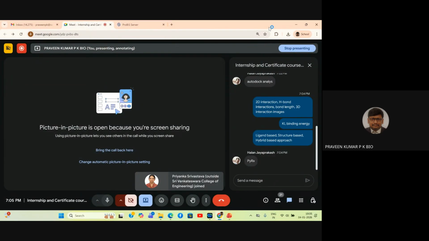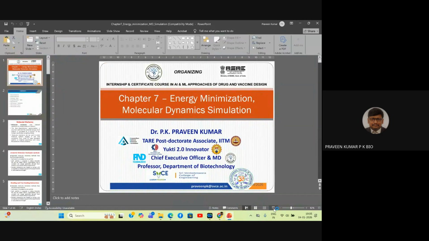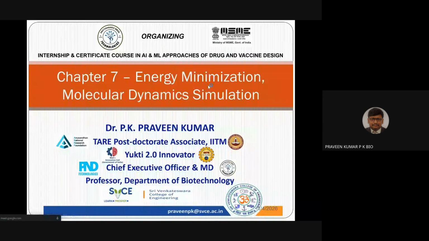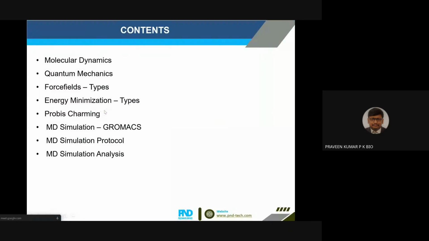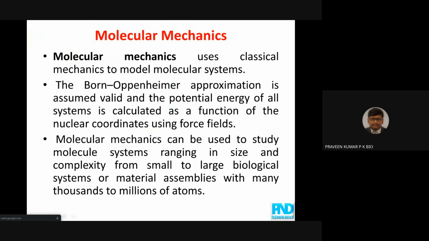So now whatever we have discussed on Autodock and Autodock analysis, now we can see some new topic related to energy minimization and molecular dynamics simulation. So in molecular dynamics, we discuss molecular dynamics, quantum mechanics, force fields, that is types of force fields, types of energy minimization, ProBiS-CHARMMing. So it's a tool for energy minimization and MD simulation using GROMACS. So how the protocol in GROMACS can be carried out and how to work with this simulation analysis. Okay, this will be discussed today.